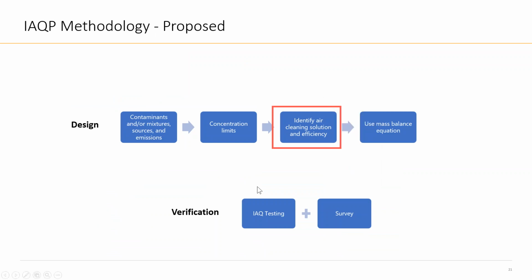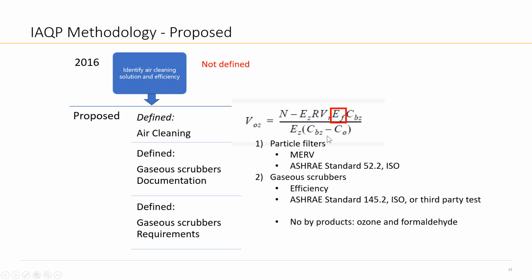Identifying an air cleaning solution and efficiency. This is very important. In the equation, if you're using an air cleaning solution, you need to define it. You need to use this number, and this number has to come from somewhere. It cannot be made up.